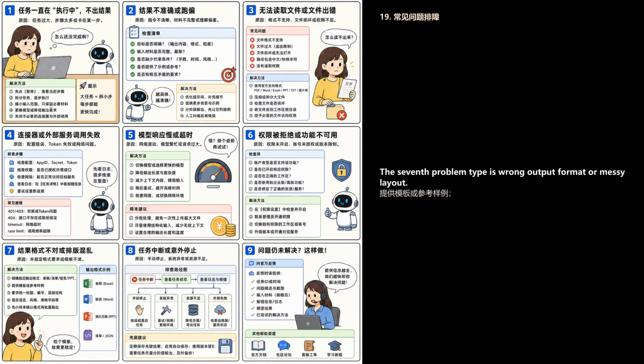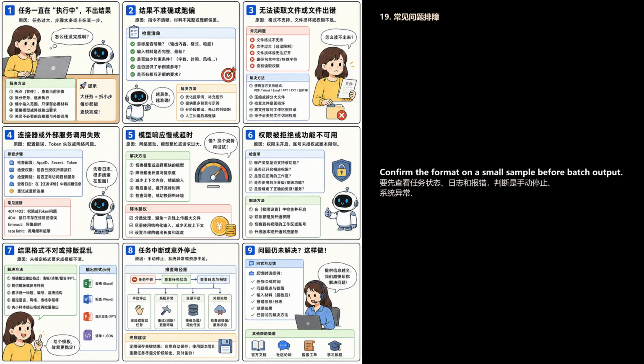The seventh problem type is wrong output format or messy layout. The solution is to clearly specify the output format, such as table, report, PowerPoint, or JSON. Provide templates or reference examples. Require unified titles and fields, and confirm the format on a small sample before batch output.